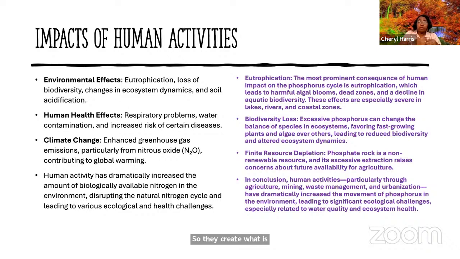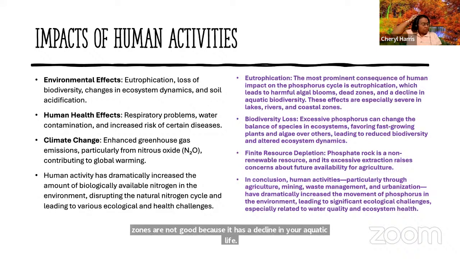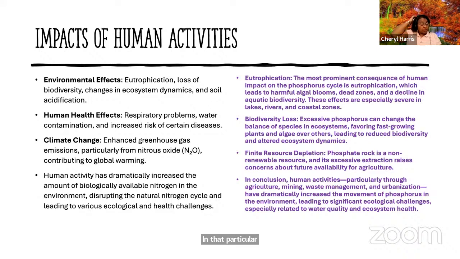So too much phosphorus and nitrogen in an ecosystem creates eutrophication. Okay. Dead zones are not good because there is a decline in your aquatic life in that particular ecosystem, so that you're not getting the fish and other organisms that are supposed to be in that particular ecosystem. Okay.